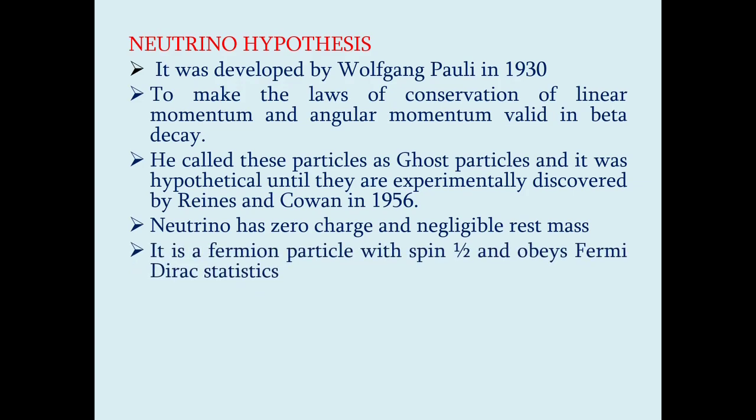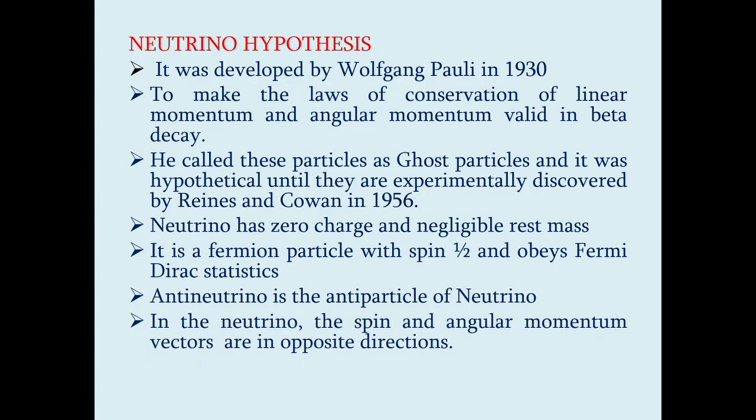He also suggested this particle should be a fermion with spin half that obeys Fermi-Dirac statistics. And it also has an antiparticle called the antineutrino. The antineutrino is also a particle which has zero charge and mass equivalent to the neutrino, that is, negligible mass when compared with the mass of the electron.